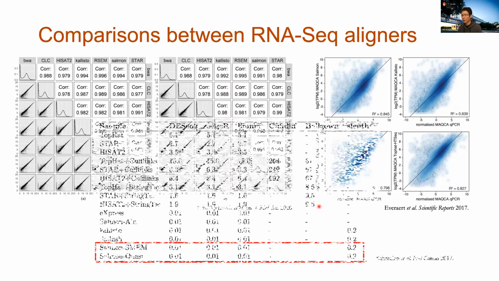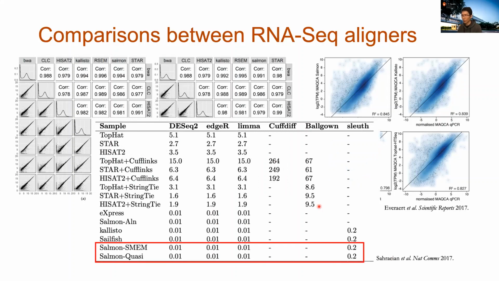But the dramatic difference is actually in the computing time. As we just did, for Salmon, each sample takes much less than 5 minutes. But for typical TopHat and other tools, it could take multiple hours. I think the unit here is hours. So you can see it's dramatically different for the alignment-based methods compared to alignment-free methods in terms of computational efficiency.